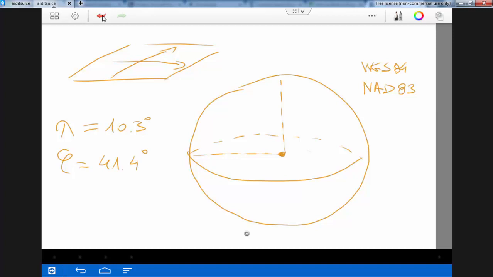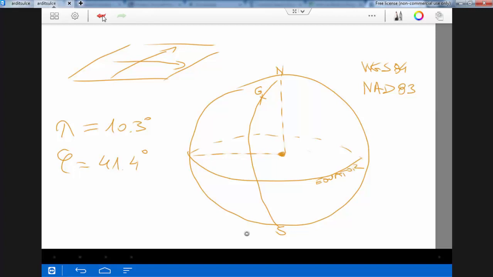So how are they measured? Well, the coordinate system has a reference meridian known as the zero meridian. And for WGS84, that meridian is the line connecting the Northern Pole, Greenwich in Great Britain, and the Southern Pole. And as you know, there is also a reference parallel that coincides with the equator.